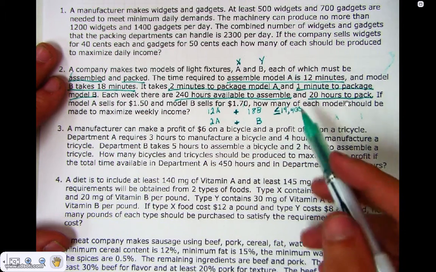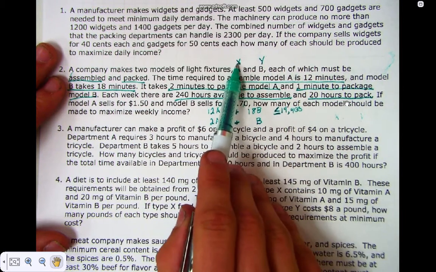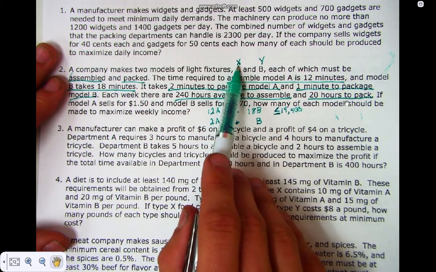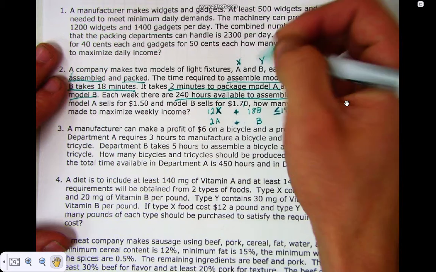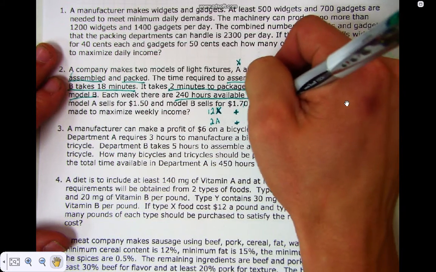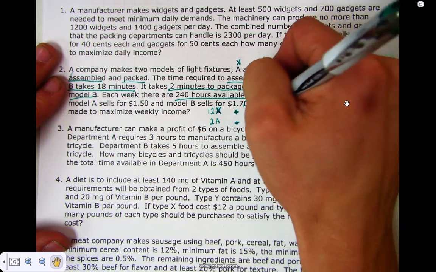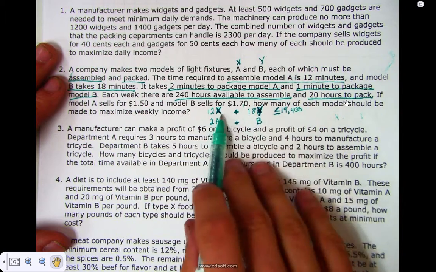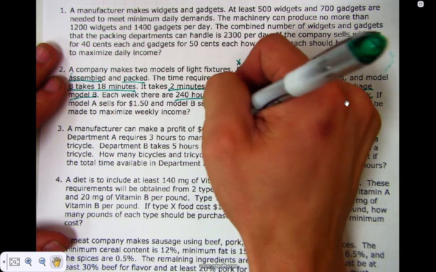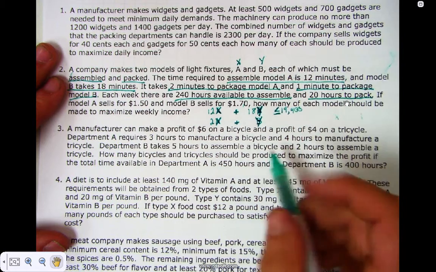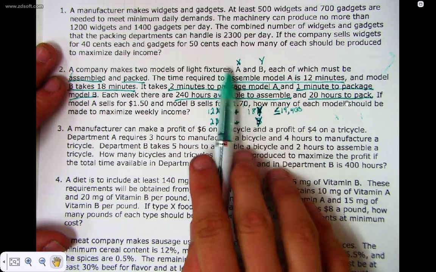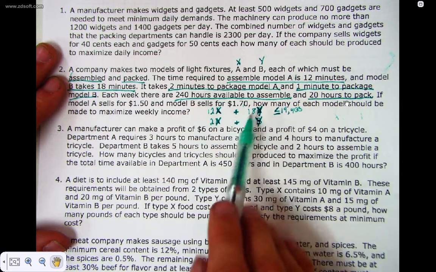Oh, guys, and look, I messed up. I said this was X and this was Y. I'm so used to calling variables by the initial letter. But look, here's a Y: 18Y, 12X, 2X, 1Y. Alright, so I messed that up, but see my mistake, alright? All I did was change all my A's and my B's to X's and Y's.